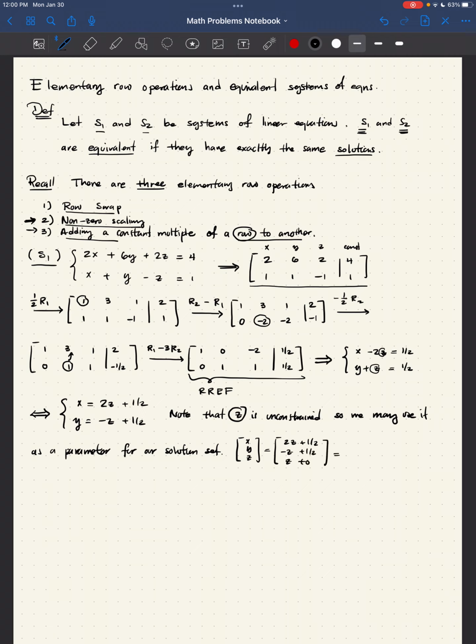Of course, I can write this as z times 2, negative 1, 1, plus 1/2 times 1, 1, 0, right? If you choose to write it in this particular fashion. Now, let's check, right? At this moment, I'm going to label this as S2. My claim is that S1 and S2 are equivalent systems.